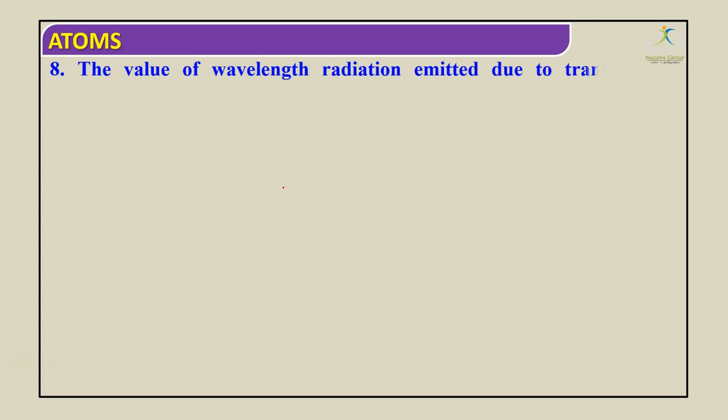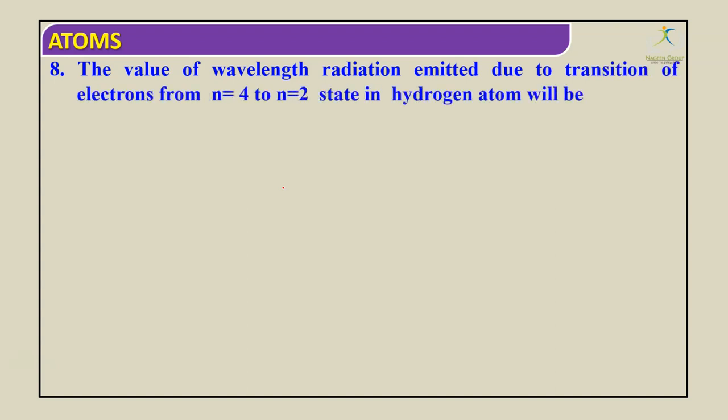Next question: the value of the wavelength of radiation emitted due to the transition of an electron from n equals 4 to n equals 2 state in a hydrogen atom will be 5R by 36, 3R by 16, 36 by 5R, and 16 by 3R.